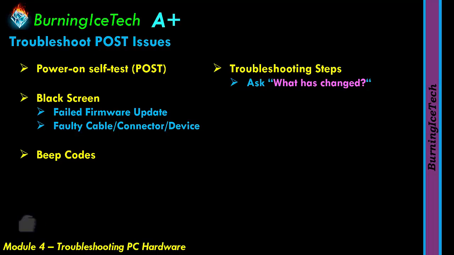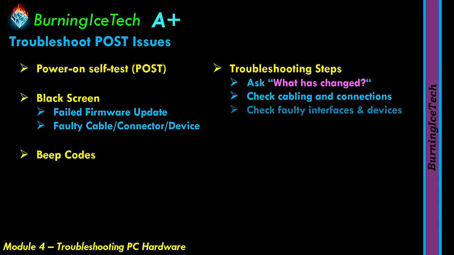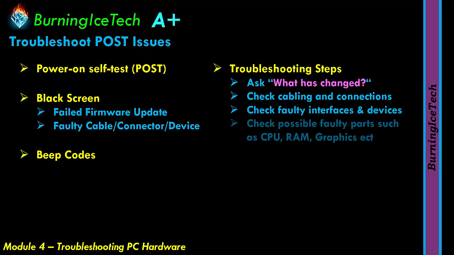If that does not help you, then maybe just go check your cabling and connections, as we've mentioned before. Go check for any faulty interfaces or devices. Go check for possible faulty parts, such as your CPU, RAM, graphics card. And the only way to really know if they're faulty is to take them out and put them into a different machine, or to put a known working one in your machine. So that's one of the things you're going to probably check last, because it's quite an inconvenient process to go and do that.